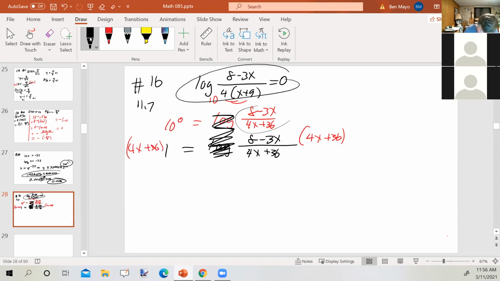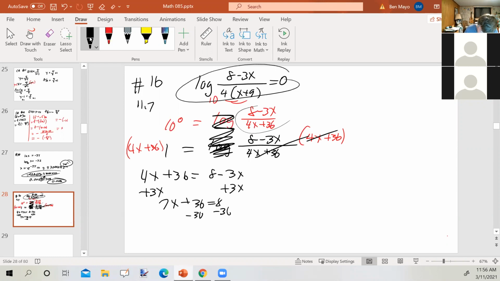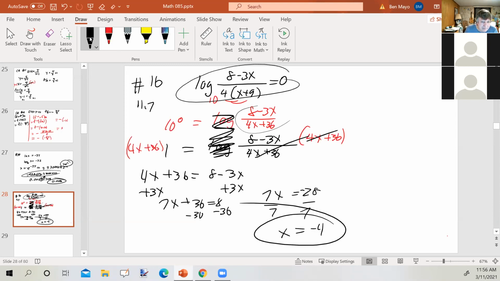So I get 4x plus 36 equals 8 minus 3x. I'm going to add 3x to both sides. 7x plus 36 equals 8. I'm going to subtract 36. 7x equals negative 28. Divide by 7, x equals negative 4. Okay.